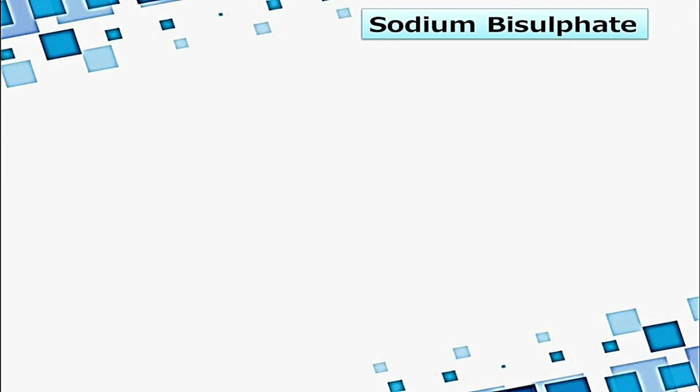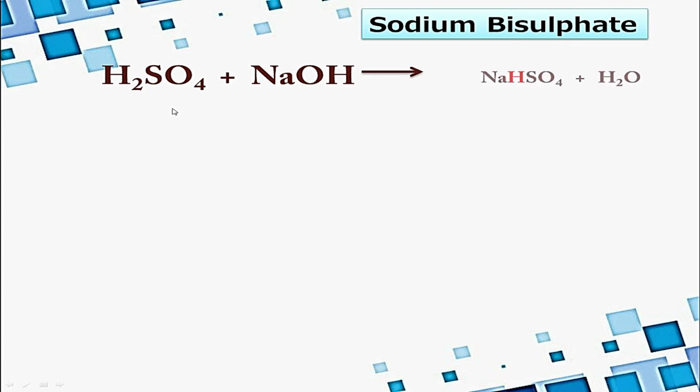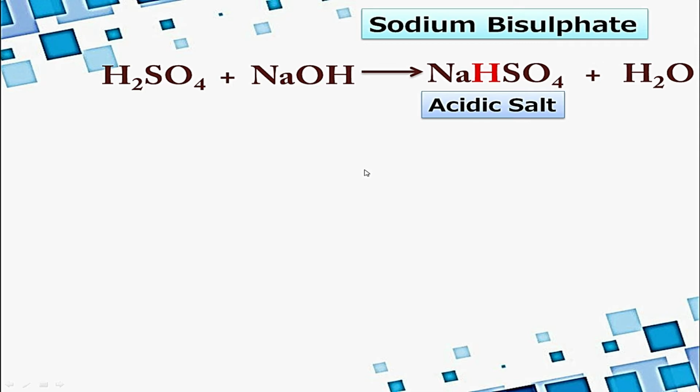Let's see how these acidic salts are formed. Sodium bisulphate is formed by the reaction between a dibasic acid, sulfuric acid, and a monoacidic base, sodium hydroxide. Sulfuric acid has two hydrogens. Through incomplete neutralization reaction, only one hydrogen is replaced, and the formula of the salt becomes NaHSO4. Out of two hydrogens, one hydrogen is still here, showing incomplete neutralization. This salt is an example of acidic salt, which has a hydrogen radical in the center.